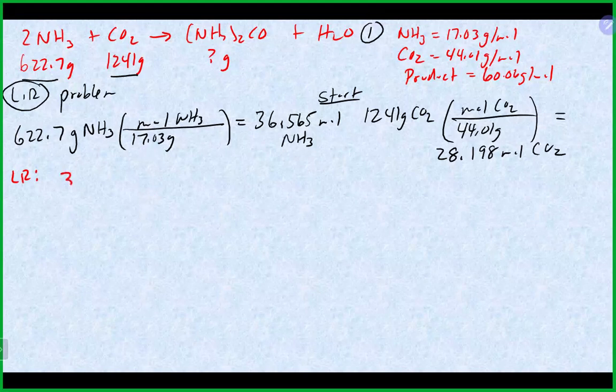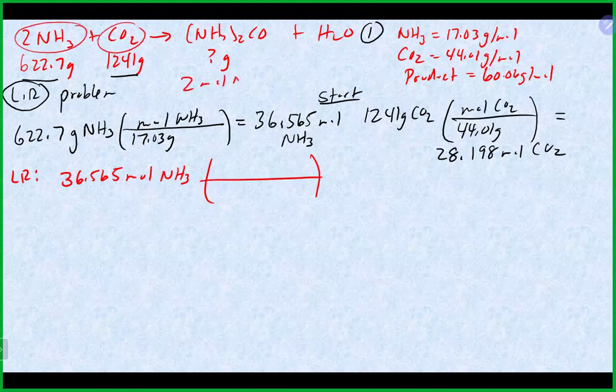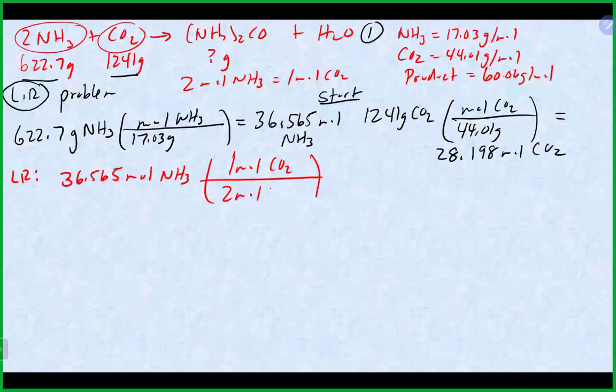So again, you can pick either one. I'll just pick the ammonia here, and I'm going to figure out if I want to use up all of the NH3, how much of that CO2 do I need? So I want to do the relationship between these two, and I can see 2 moles of NH3 is 1 mole of CO2. So 1 mole of CO2 on top, 2 moles of NH3 on the bottom. The moles of NH3 will cancel. That will tell me that if I want to use up all of that, I would have to put in 18.283 moles of CO2.